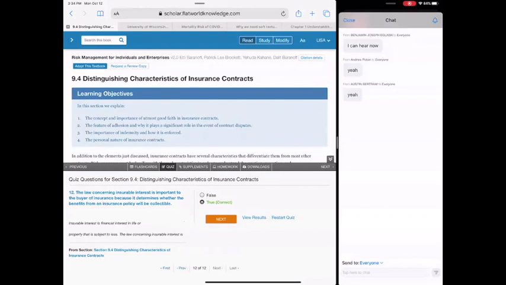So with auto and home, you have to have an insurable interest both at the time of the contract and at the time of the claim. With life insurance, you only need to have an insurable interest when it's originally purchased.